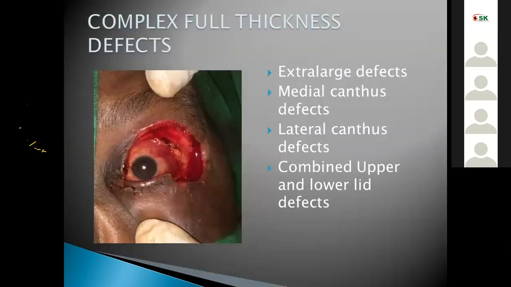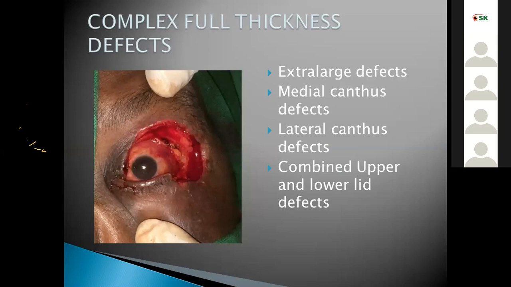So basically, that is the approach of repair of a full thickness defect of either the upper lid or the lower lid. And this happens especially after excision of lid lesions, but in some cases you can get, like our patient here, a poorly done lid laceration, which led to a defect. But unfortunately, things are not always that clean. When you look at textbooks, the pictures are always of very good defects. But that is not always the case.